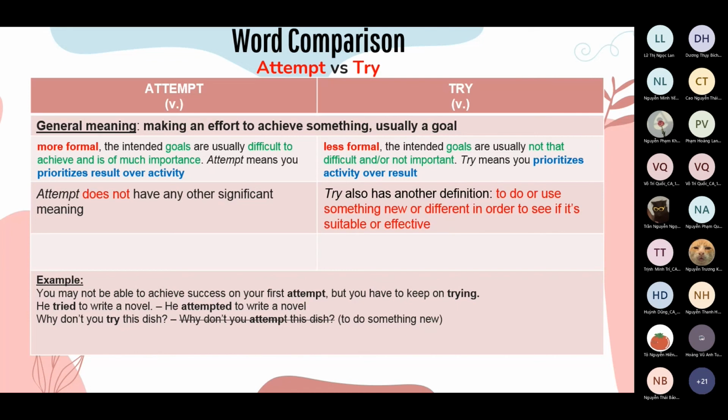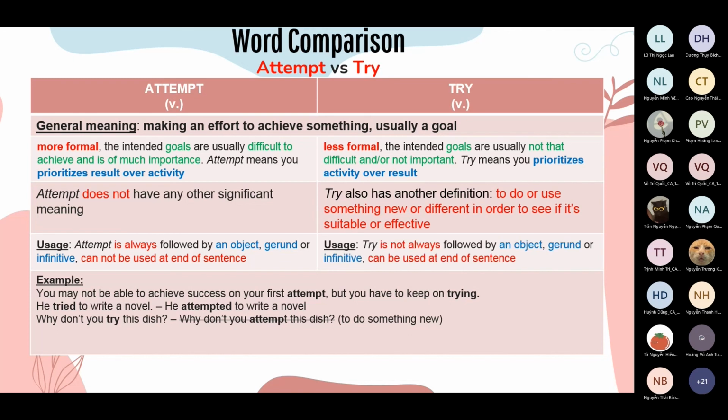But okay, the third main difference is about its usage. Attempt is always followed by an object, a gerund, or an infinitive, and cannot be used at the end of the sentence. While try doesn't require to be followed by an object, a gerund, or an infinitive, and can be used at the end of the sentence. So it's more flexible than attempt.